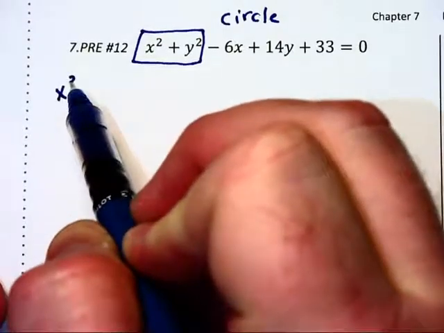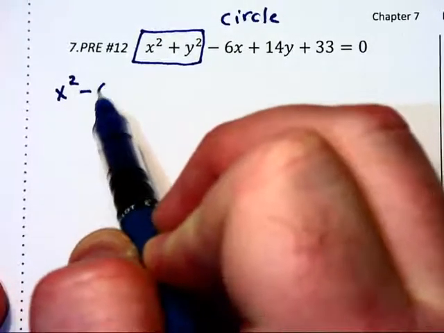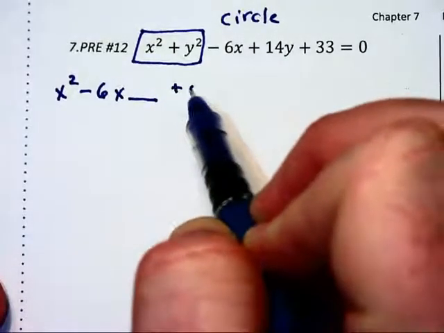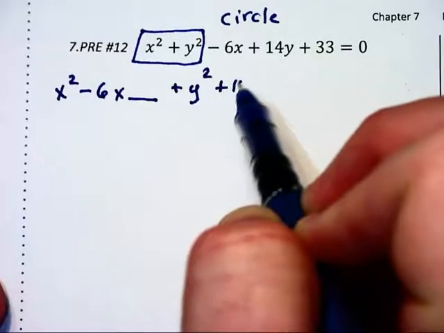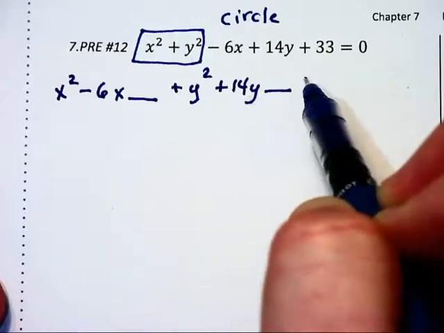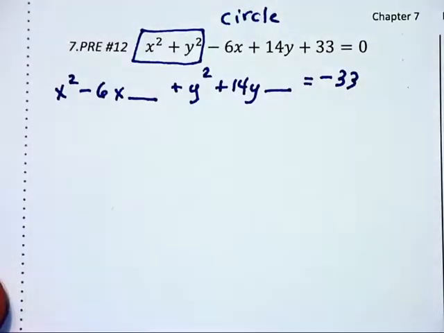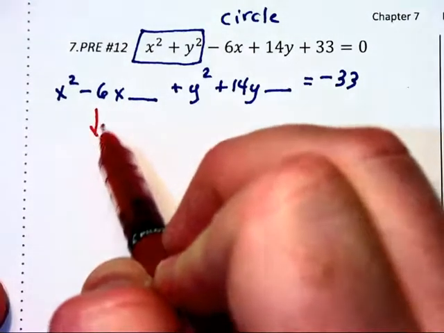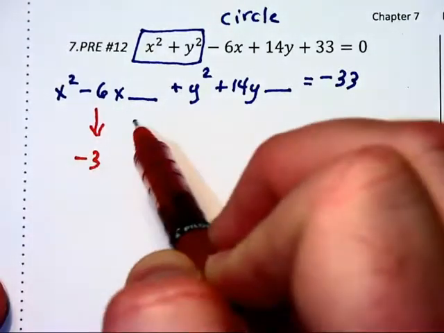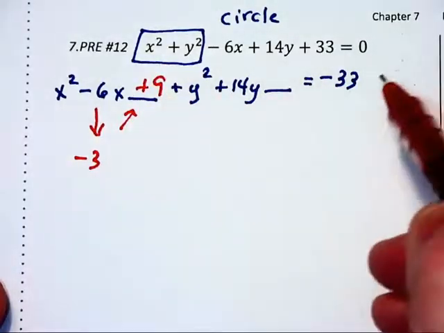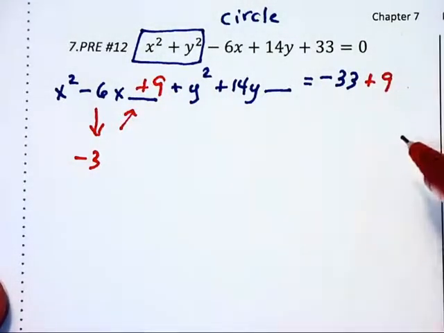We will group the x's on the left to have x squared minus 6x, leave a blank for completing the square, plus y squared plus 14y, leaving another blank, equals negative 33. I will then complete the square. Cut the negative 6 in the x grouping in half to negative 3, and square that to 9.